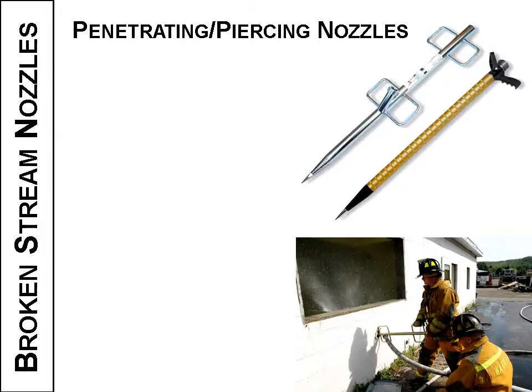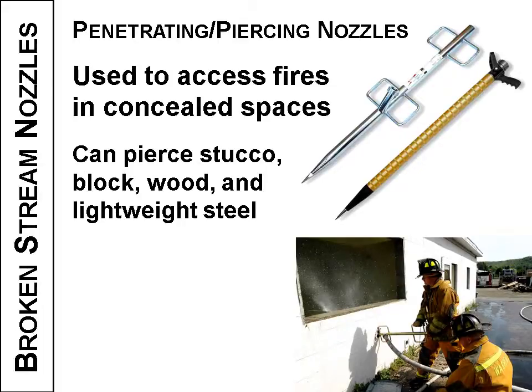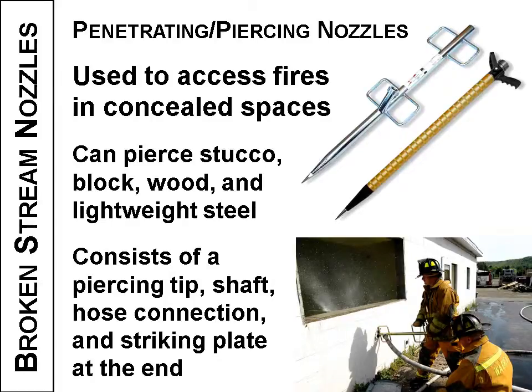Penetrating, piercing nozzles are used to access fires in confined spaces, such as concrete walls. They work great on mobile homes. For you guys that run with rural departments, they work great on hay bales. They can pierce stucco, block, wood, and lightweight steel. They consist of a piercing tip, shaft, hose connection, and a striking plate at the end, so you can hit them with a sledgehammer or axe or whatever you have with you to drive it in. Usually driven in with a mallet, sledgehammer, or flathead axe.